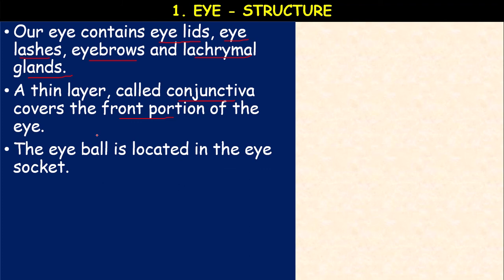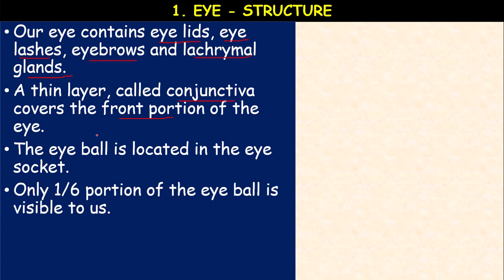The eyeball is located in the eye socket internally. The eye socket is the hole or aperture in the skeleton, in the skull, where the eyeball is located.